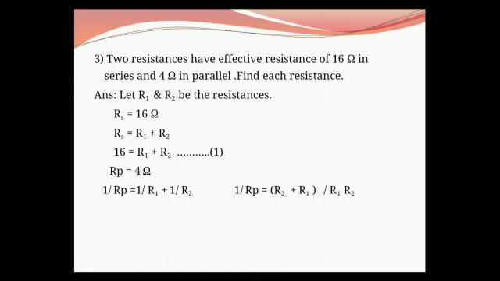Then the second given value is Rp equals 4 ohm. That means the effective resistance of these two resistances when connected in parallel combination is 4 ohm. Then by using the formula of effective resistance when connected in parallel, we get 1 upon Rp equals 1 upon R1 plus 1 upon R2. When we take the cross multiplication, we get 1 upon Rp equals R2 plus R1 upon R1 R2.